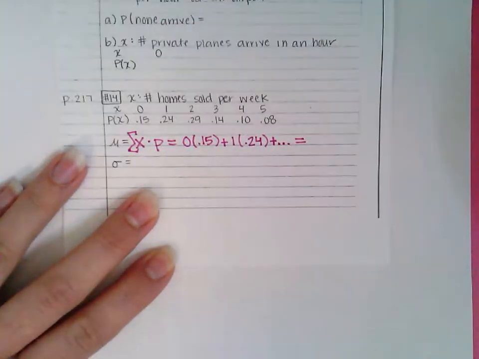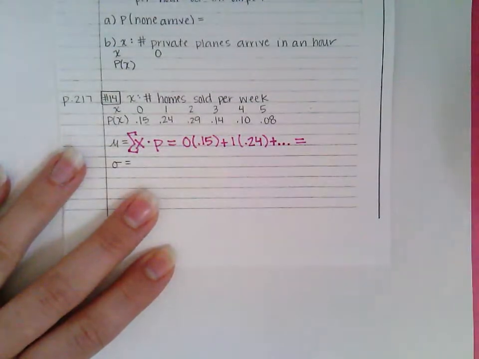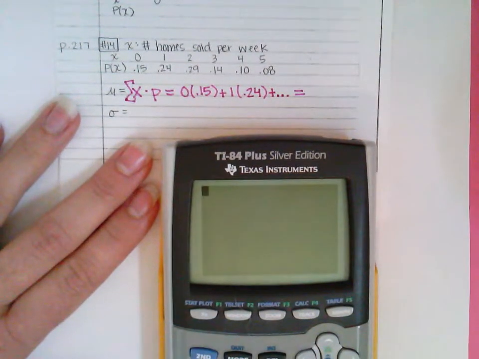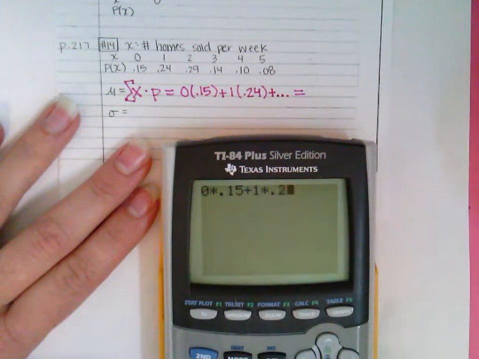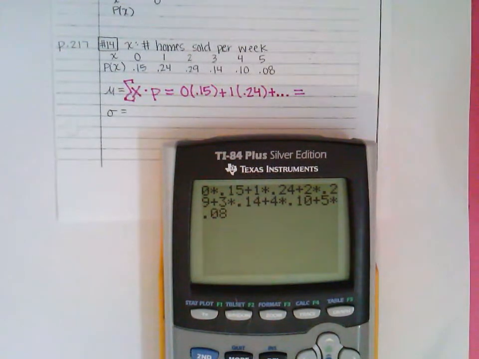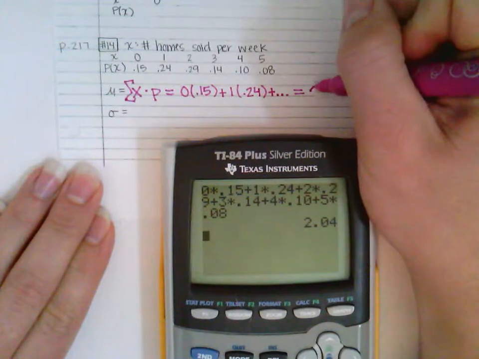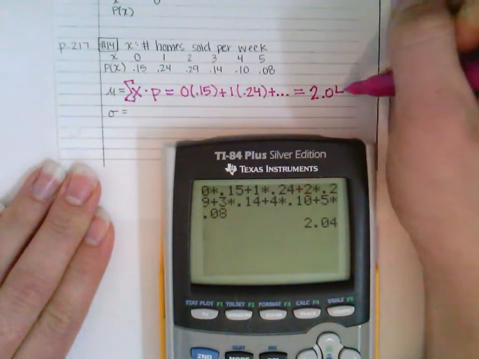So the first one's going to be 0 times 0.15 plus 1 times 0.24, and so on and so forth down the line. Now I'm going to do this on the 84 calculator, just because I think under the camera it looks a little bit better. You don't have to worry about screen shining and all that stuff. Each one I'm multiplying X times its probability, and I get an average of 2.04.